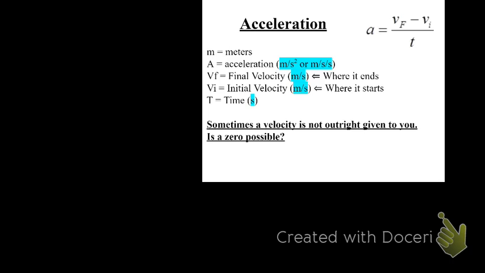Sometimes the velocity is not outright given to you. It's not going to say 0 meters per second. The question might say something like, the car, which is at rest, speeds up to 50 miles per hour in 8 seconds. What is the acceleration? So you're going to read that problem and realize if it's starting at rest, that initial velocity is going to be 0 meters per second. So it's very important that you read the problems very carefully, because you may not actually be given the number. You may have to infer the number from the question.